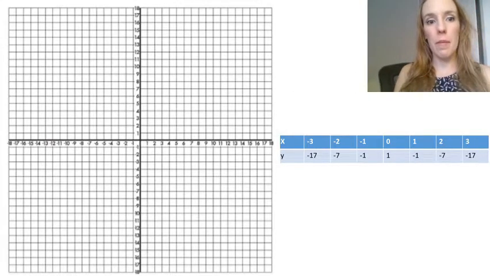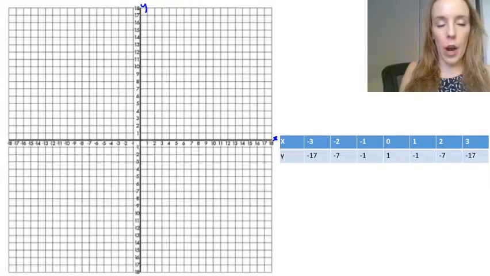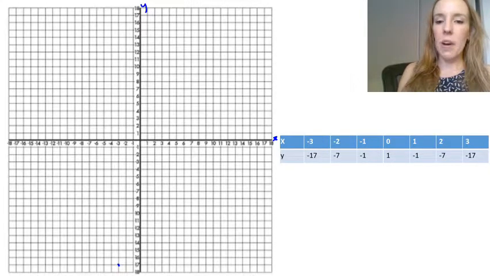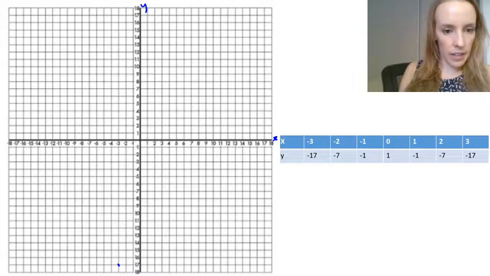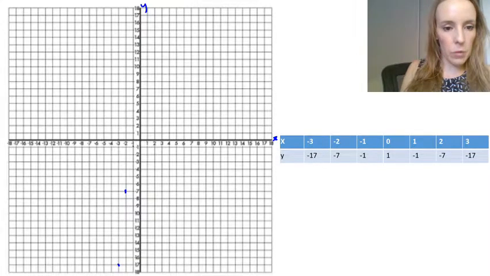Okay, so this is probably going to be a better axis. So now I've got my X and my Y, and I'm going to plot my points. So my first one is X is -3 and Y is -17. So that's going to be all the way down here. There we go, put my dot. My next point, X is -2 and Y is -7. That's my dot here. X is -1 and Y is -1 as well. X is 0 and Y is 1.